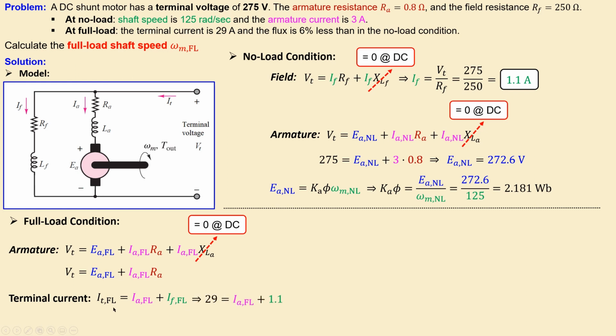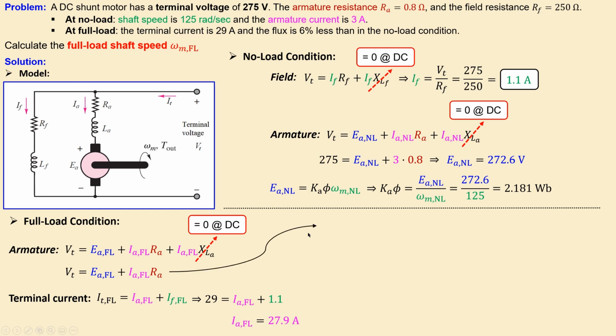So we can say 29 amperes for our terminal current at full load is equal to the armature current plus the 1.1, and in the no load condition the field current is exactly the same as in the full load condition. Then we can calculate what the armature current must be at full load, which is 27.9 amperes. Now I'm very close because I can now use this expression.